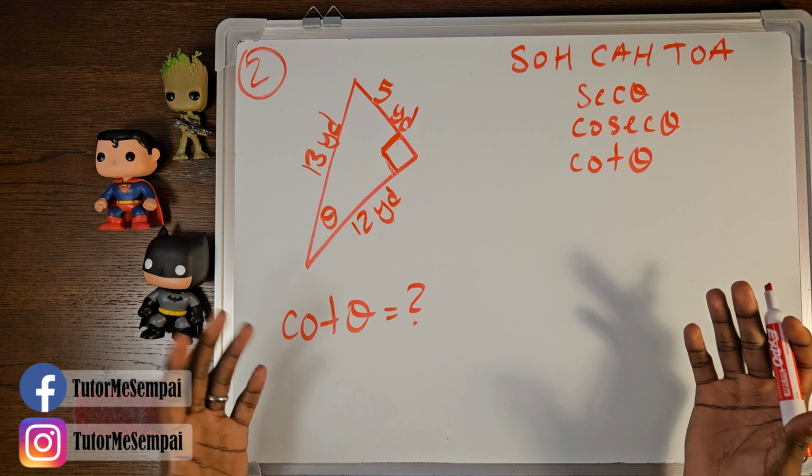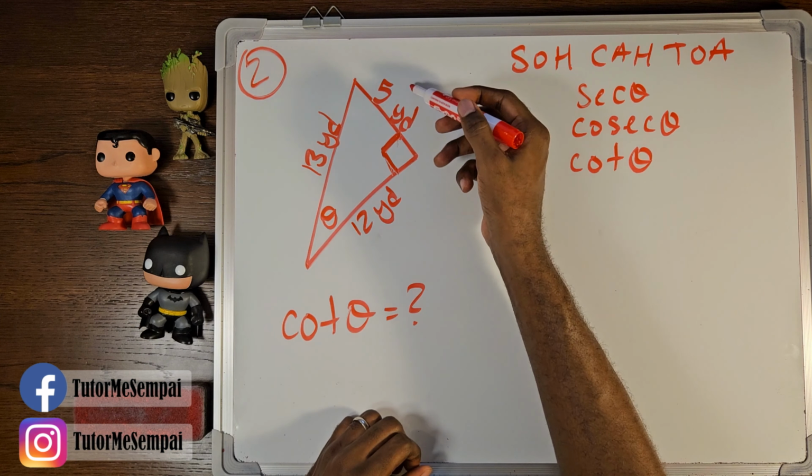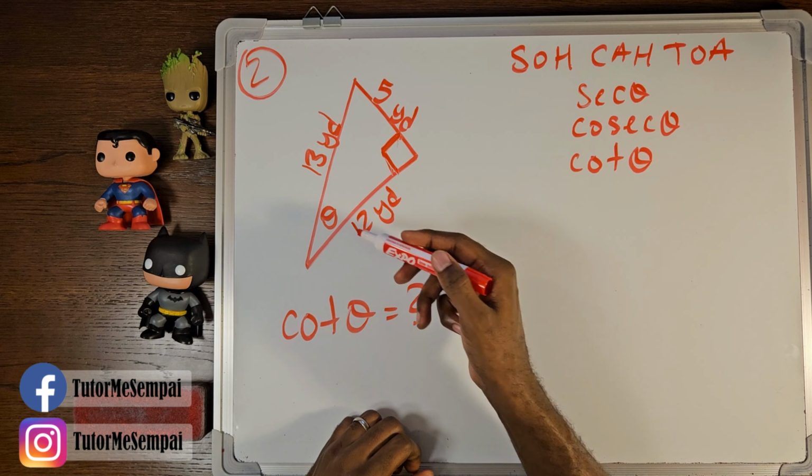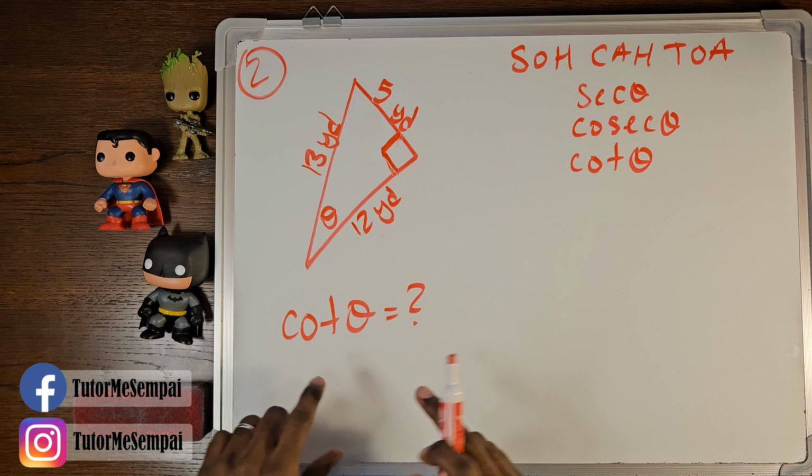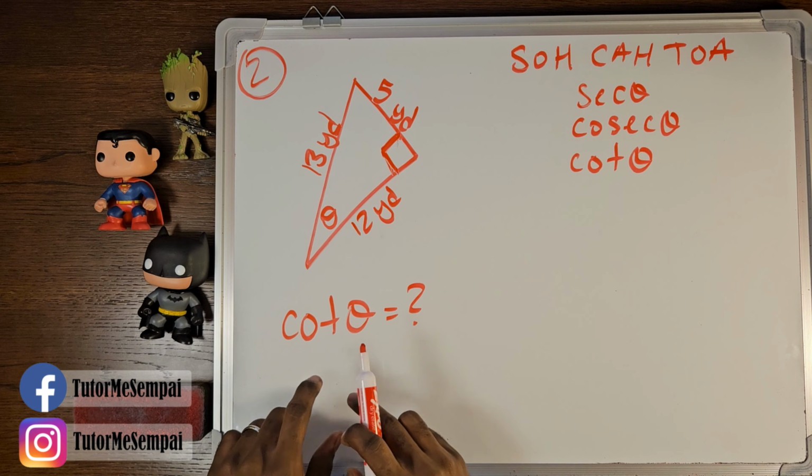So for our second example for today, we have this right triangle here, where one side is 5 yards, another one is 12, and we have a 13 right here. And we want to figure out what is cotangent of theta.